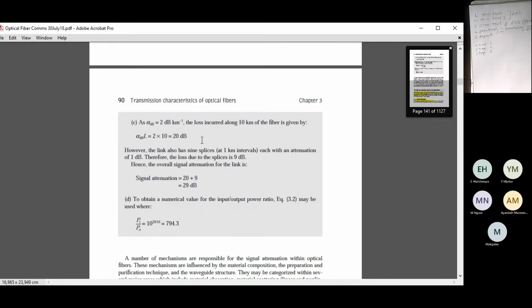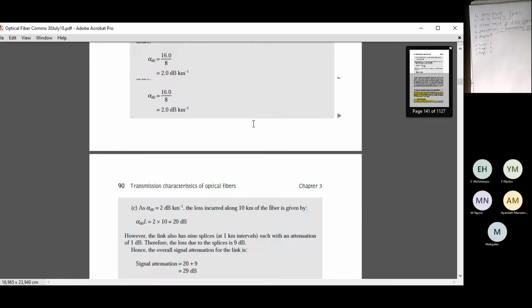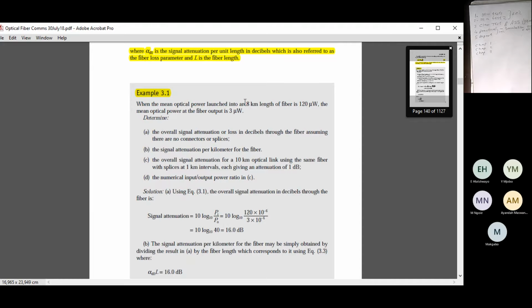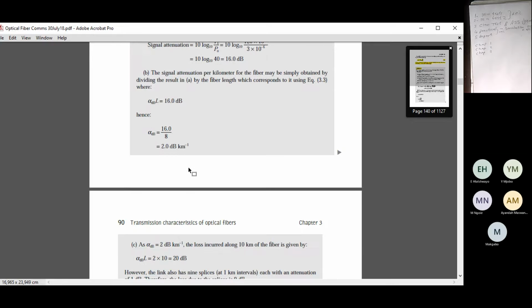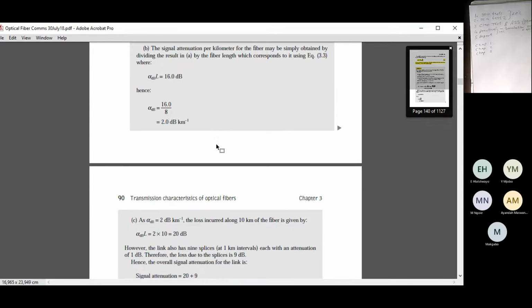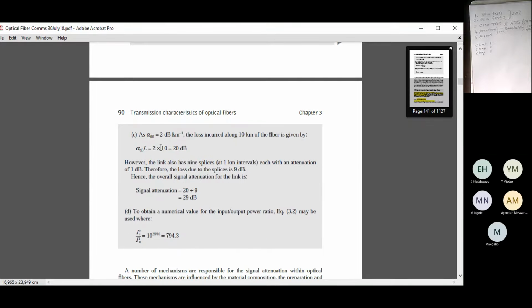So in this case, they take that value and they say that alpha dB length value is 2 times 10, and that is 20 dB, because they want it for 10 kilometer fiber. They only gave you an 8 kilometer fiber, but they want it for a 10 kilometer fiber. It says here in C. They want it for a 10 kilometer fiber. That's why you must calculate and times that 2 dB by 10 to get it for 10 kilometers, then it's 20 dB.